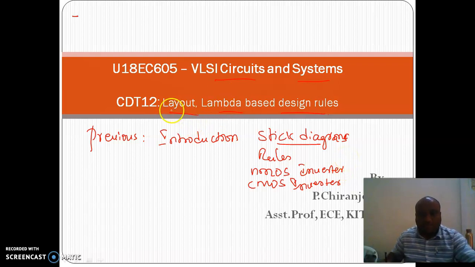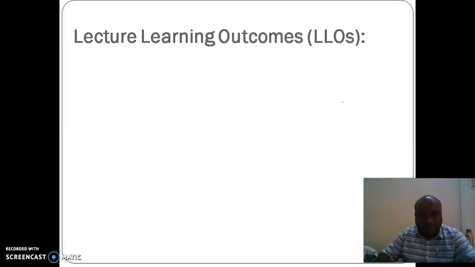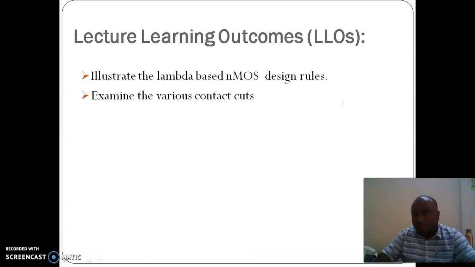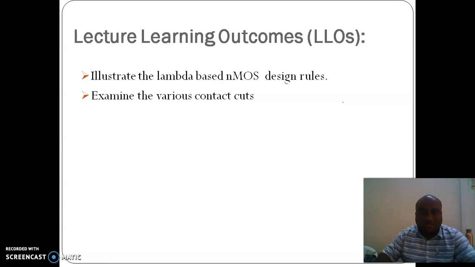In the present topic we will discuss what layout rules and lambda-based design rules are in VLSI. After completion of this topic, you will be able to illustrate the lambda-based NMOS design rules, and you will be able to examine the various contact cuts.